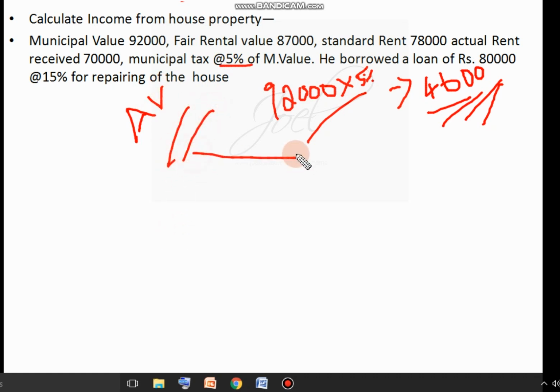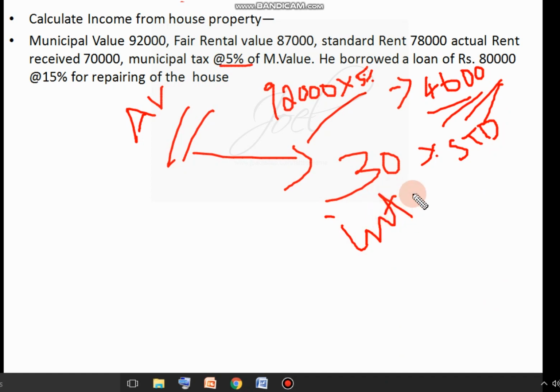From annual value, you have two deductions. One is 30% standard deduction. 30% standard deduction is one deduction. One more deduction is interest on housing loan. Whatever problems we have worked out till now, we have not had any interest on housing loan. So here in this problem it is available. Here it is given he borrowed a loan of rupees 90,000.